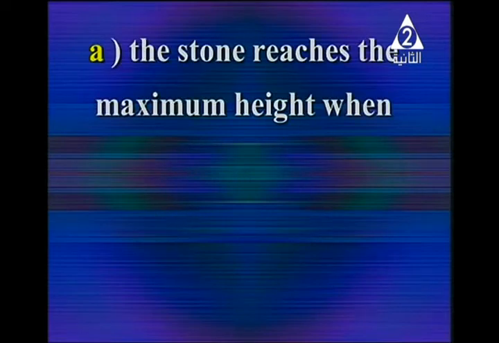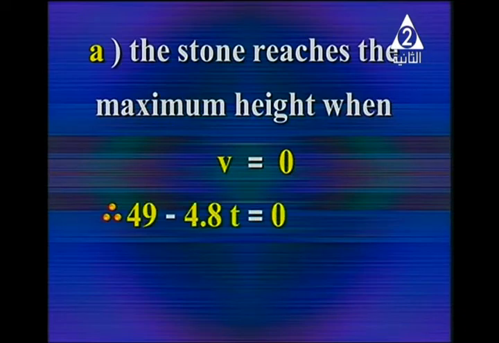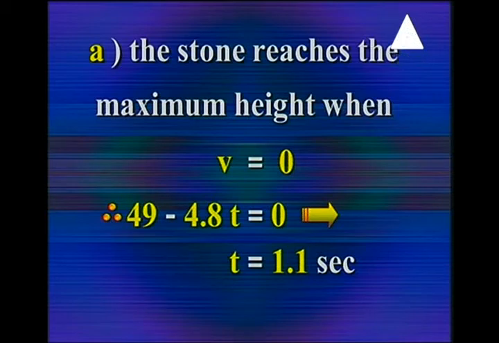The stone reaches the maximum height when v equals what? Dear student, v equals 0. When the stone reaches the maximum height, the final velocity must be equal to 0. Then by using velocity equals 0 to find the value of t, 49 minus 9.8t equals 0, then the time t is 5 seconds. What does this mean?